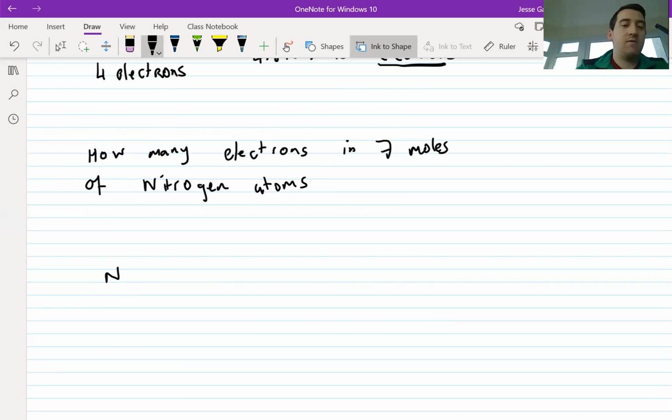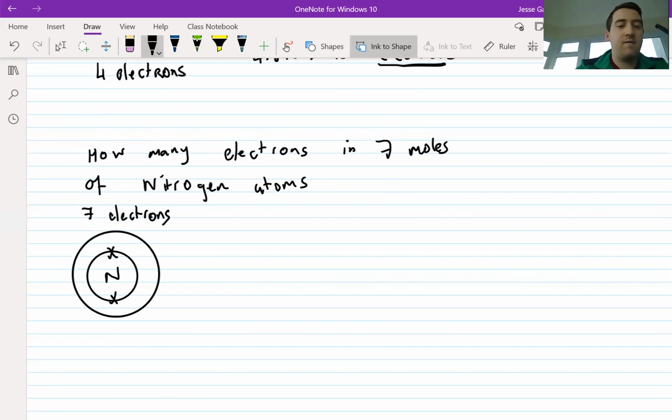Okay, so this is what you should have. You should only be watching if you've tried to draw it. You should have nitrogen has 7 electrons. So it's got 2 in the first energy level. And in the second energy level, it has 5 more because it's got 7 altogether. So 1, 2, 3, 4, 5, 7 electrons altogether.